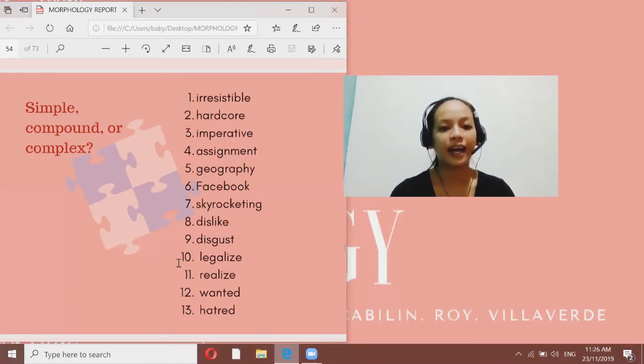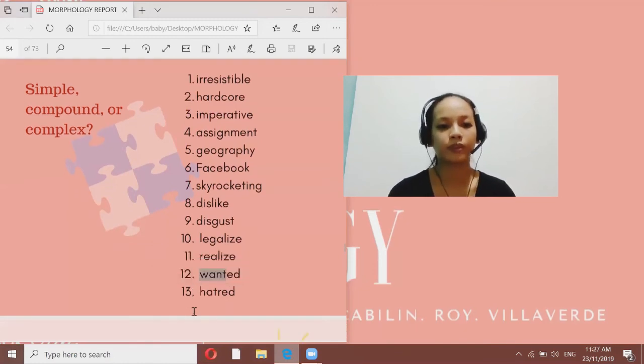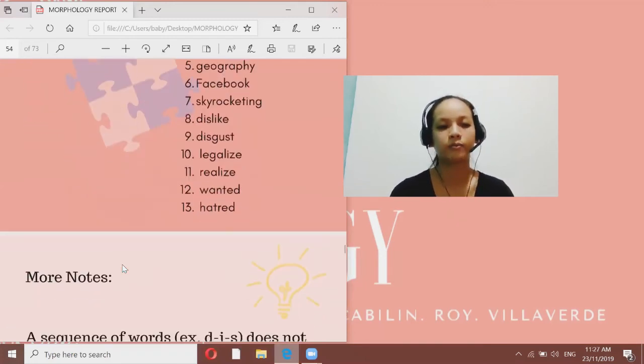Legalize and realize are both complex words because we use the suffix ize added to the free morphemes legal and real. Wanted is also complex because of the free morpheme want and the additional ed. Lastly, hatred is a simple word. Okay, so those are examples of simple, compound, and complex words.